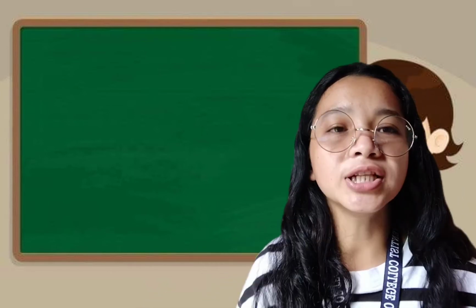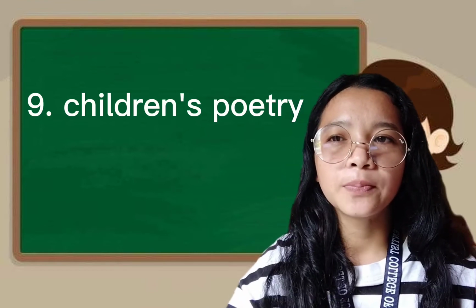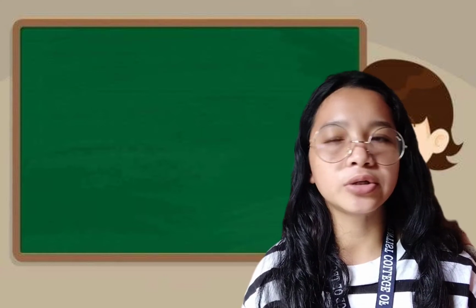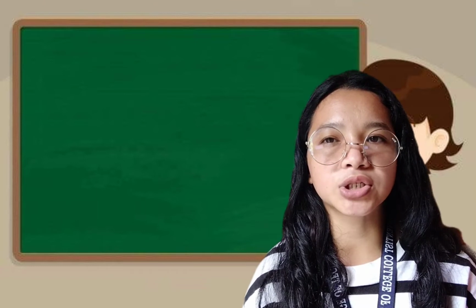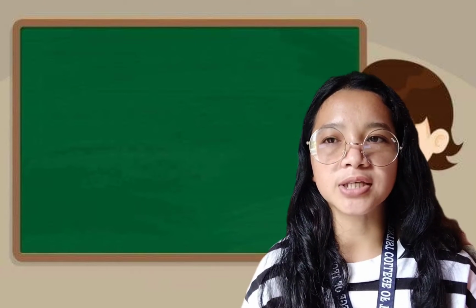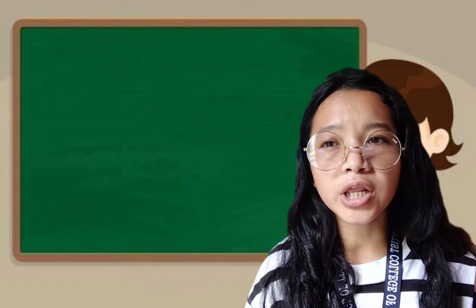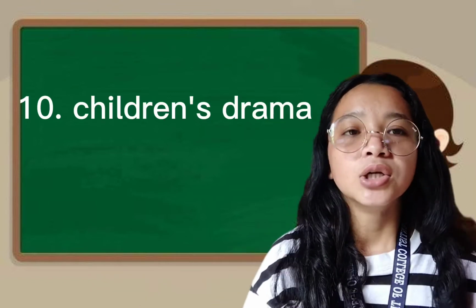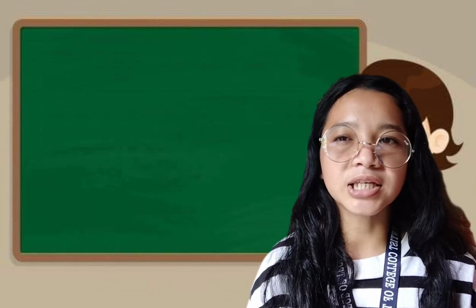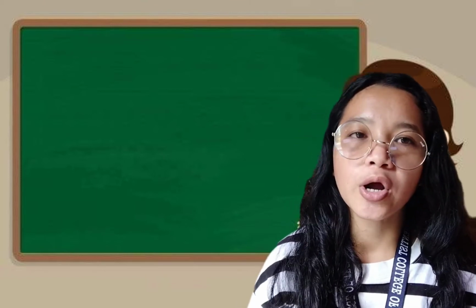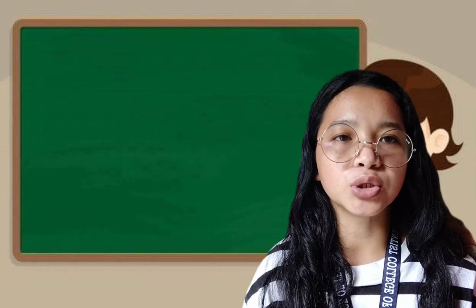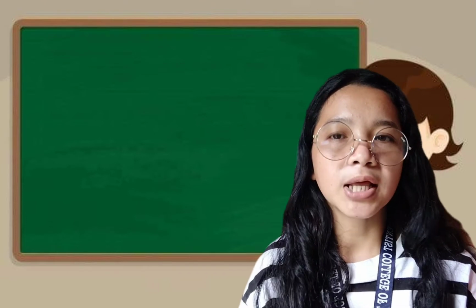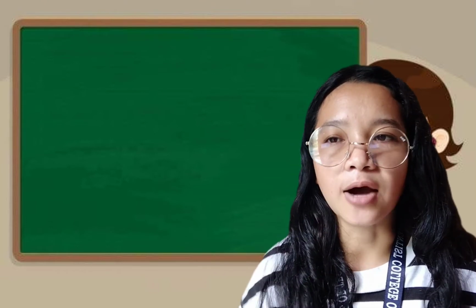Number 9, children's poetry. Children's poetry pertains to artistic literature that seeks to bring out creativity in children by enabling them to express their emotions and steer their imagination through verses and the interplay of rhyme, rhythm, and other literary expression. Number 10, children's drama is a genre of literature where the elements of the story are presented through dialogue and action and makes use of costumes, props, lighting, music, and sound.